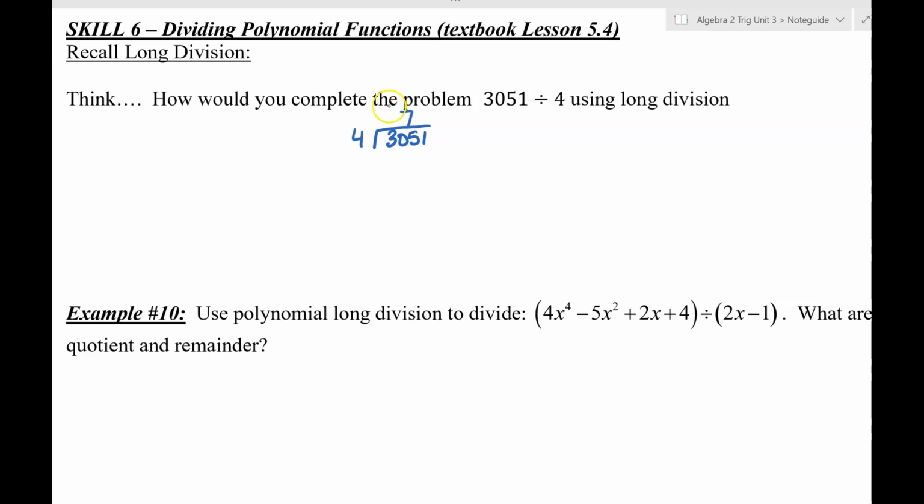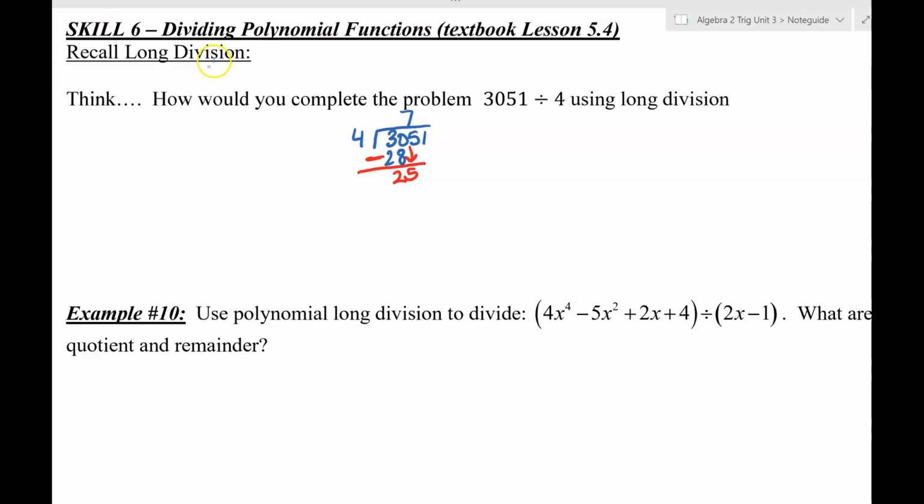And 7 times 4 gives us 28. So we decide what we can get that matches or comes closest to matching that first amount. We write what that leaves us with, and then we subtract the difference. I'm going to do that in a different color just to emphasize that we are subtracting. 30 minus 28 leaves us with 2, and we drop down the next value of 5.